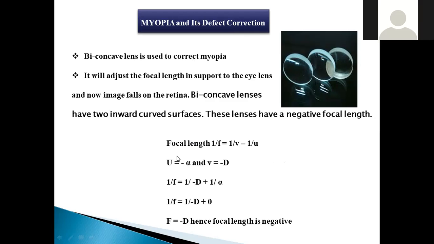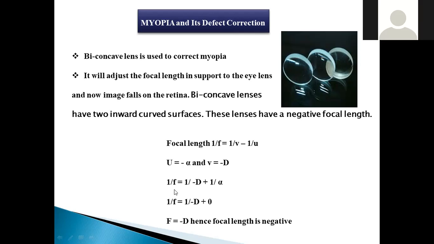Let us see how it will be calculated. U is taken as minus infinity. V is taken as minus D. U is taken as minus infinity, V is taken as minus D. This is applicable to myopia persons only.